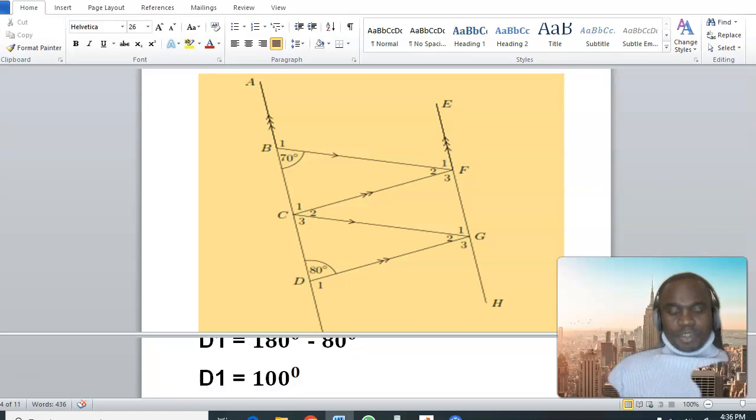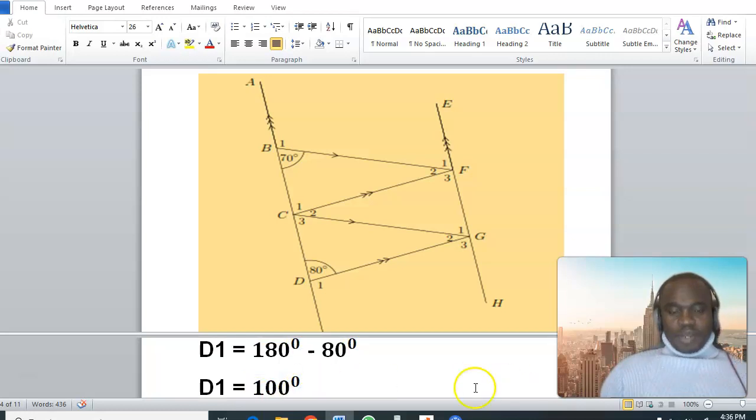Then 180 minus 80 degrees is going to give us 100 degrees. 180 degrees minus 80 degrees will give us what? 100 degrees. So D1 is equal to 100 degrees.